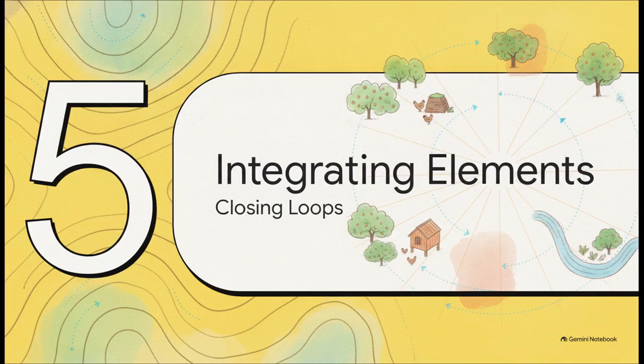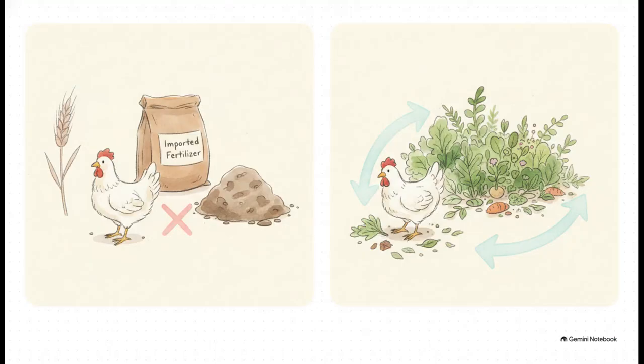Section 5. Integrating elements to close loops. The magic of connection. So, we've got our zones stretched across the topography and our sectors are all mapped out. Now we lock it all together. Notice the really stark contrast between traditional, segregated agriculture and permaculture integration here.